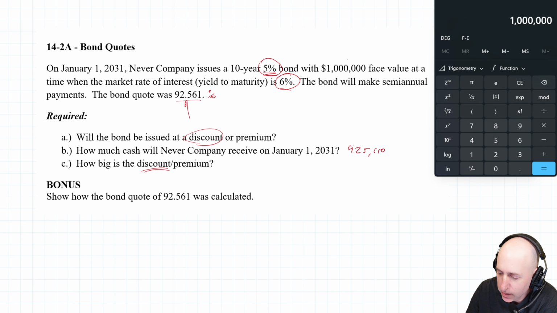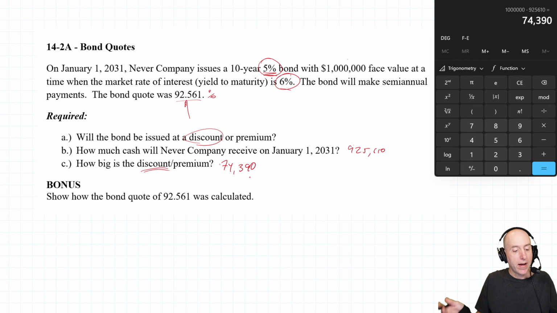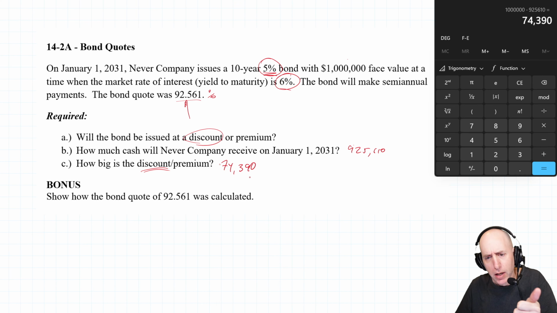$1 million minus $925,610. The discount is $74,390. And there we go. We have answered the question. A, B, and C in the bag.